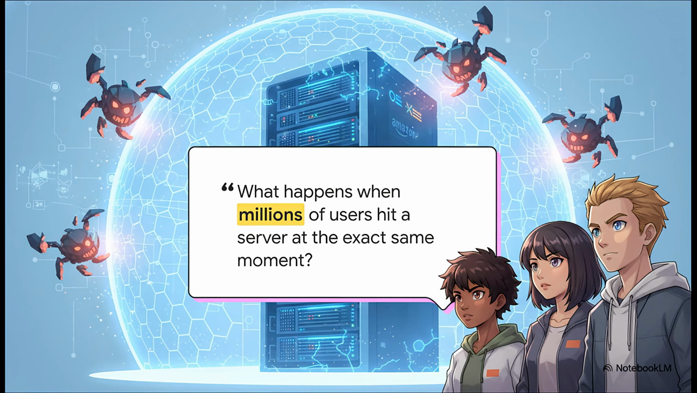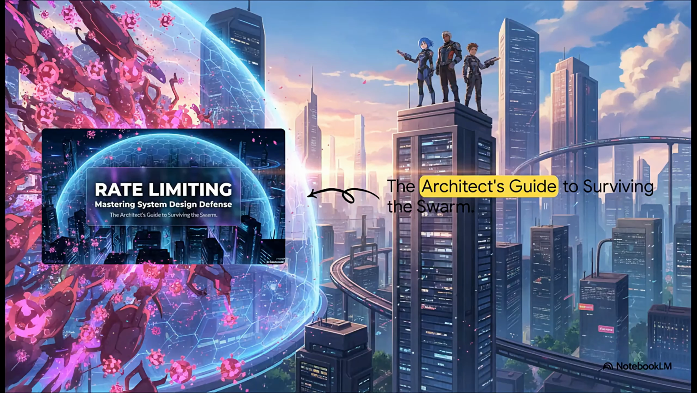Well, the answer is one of the most important concepts in distributed systems and back-end engineering: rate limiting. This is the invisible shield protecting modern internet infrastructure. And if you're preparing for system design interviews at companies like Meta, Microsoft, or Uber, this is a topic you absolutely cannot ignore. But don't worry, we're not learning this through boring textbook theory.